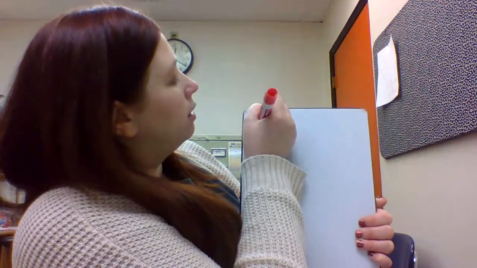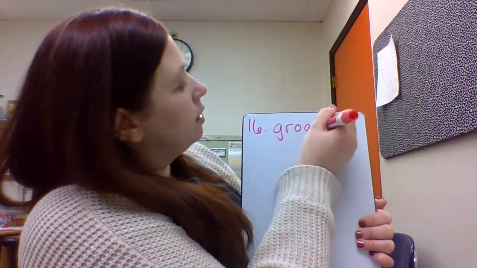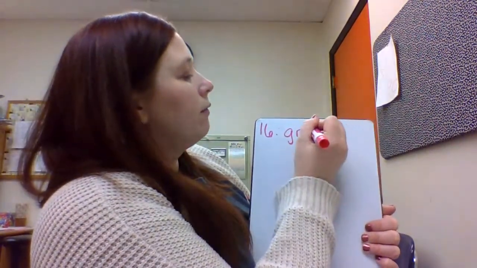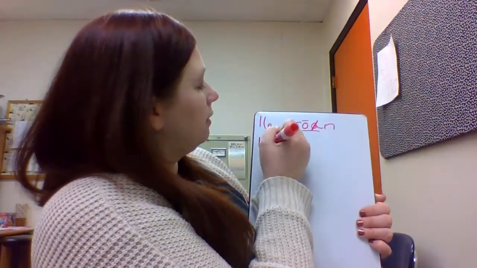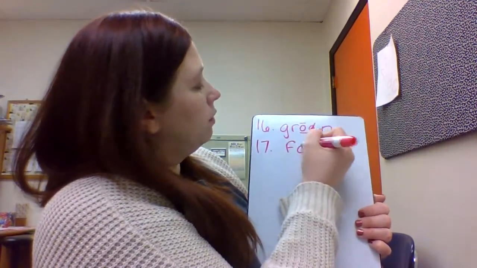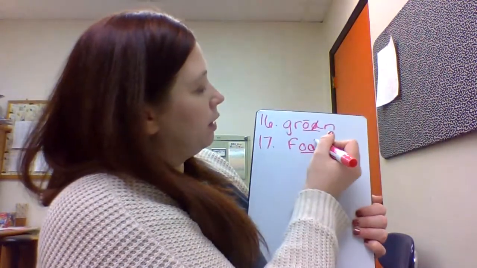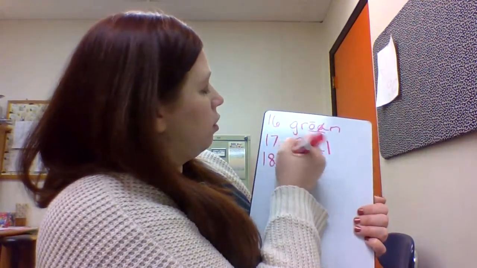Our first word to code on number 16 is grown. Grown. All right, we're going to underline our digraph. Cross off the A and the O gets a macron. That's all that one needs. Number 17, foal. Do you guys remember when we had fawn? A foal is a baby horse. So foal, we're going to underline our digraph, cross off our A, macron on our O.